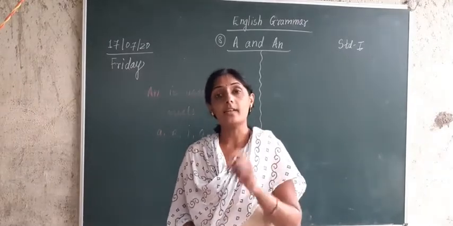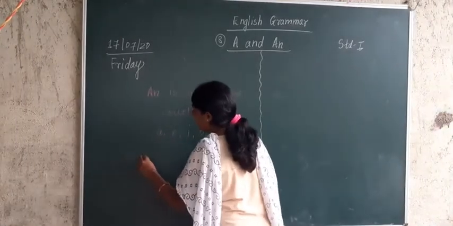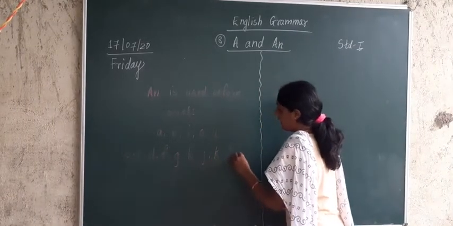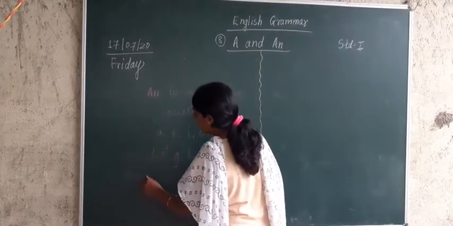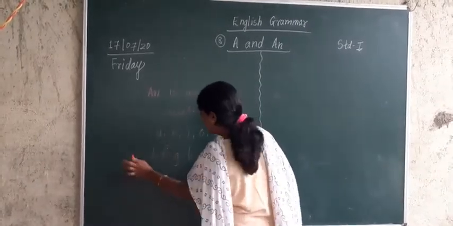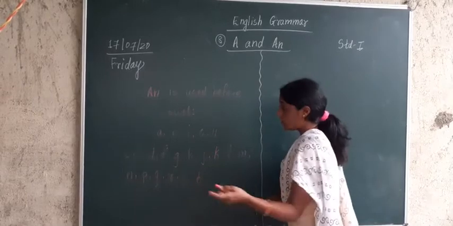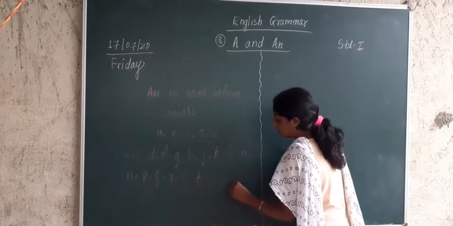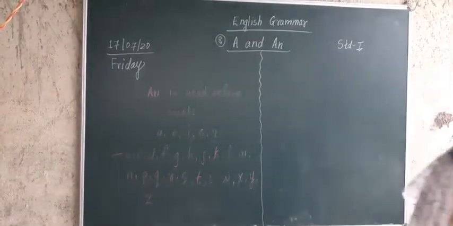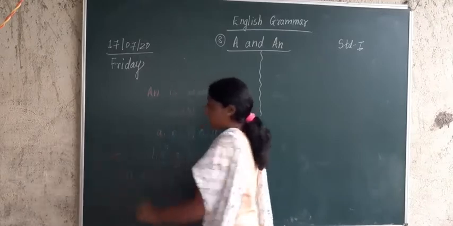And the letter A, where do we use? We use A before consonants. Now which are consonants? B, C, D, F, G, H, J, K, L, M, N. O is not there, right? I had written O. O is a vowel. M, N, P, Q, R, S, T. Now U is not there. U is a vowel. V, W, X, Y and Z. Before vowel words we use an, and before consonant words we use A.